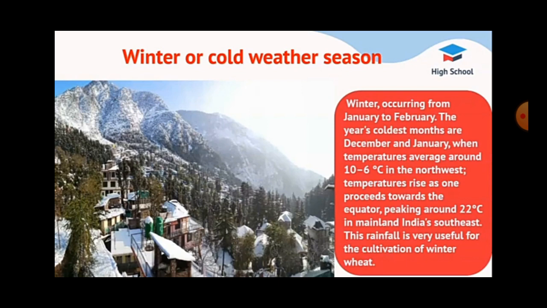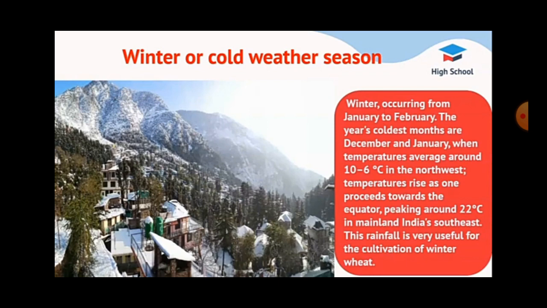What is the Tropic of Capricorn? It is located below the equator. You can take your atlas and check it. Below the equator, the Tropic of Capricorn is located, and above it the Tropic of Cancer.